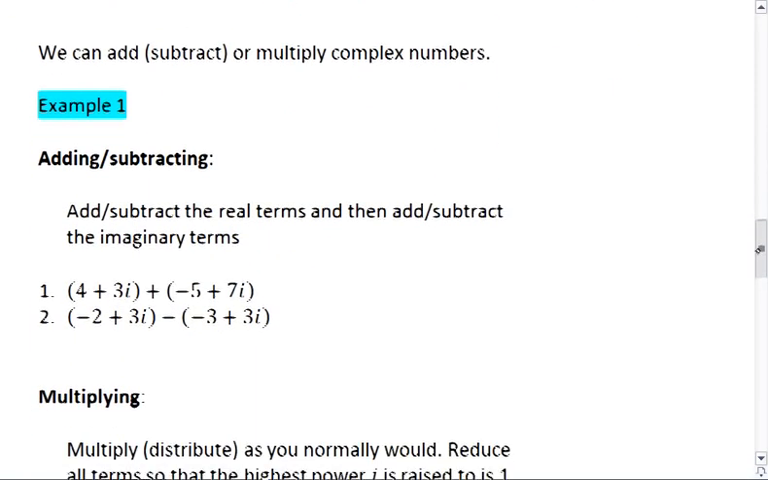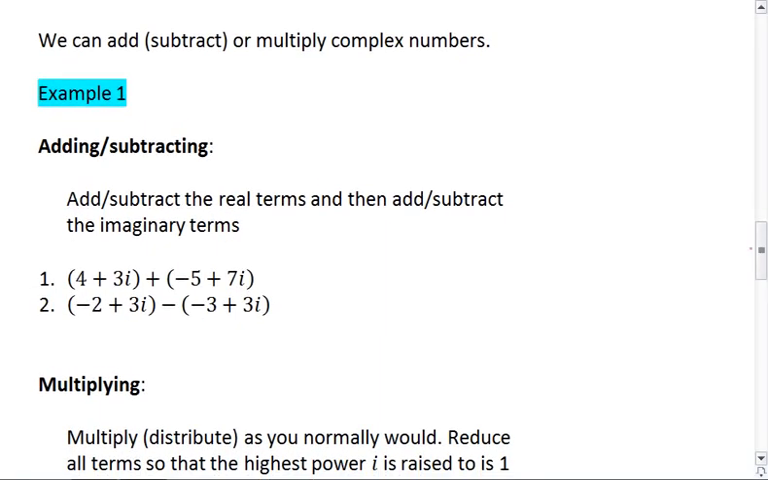Let's now look at example 1, which is adding and subtracting complex numbers. When we add and subtract complex numbers, we add or subtract the real terms separately and then add or subtract the imaginary terms. So the i is treated as if it was a variable. And we treat real numbers as like terms and imaginary numbers as like terms.